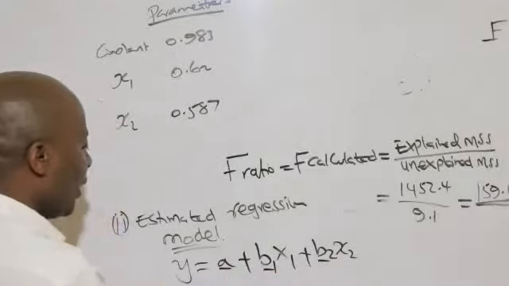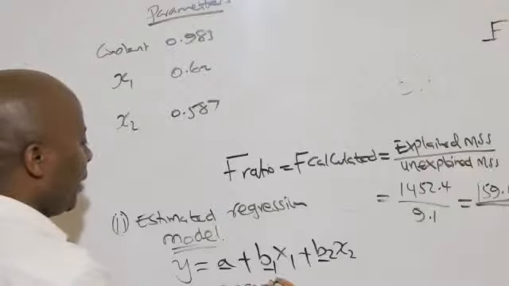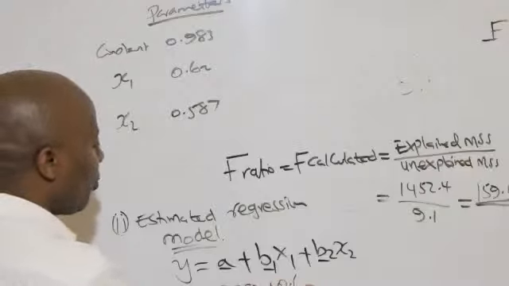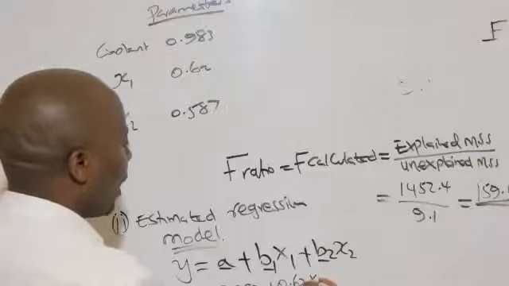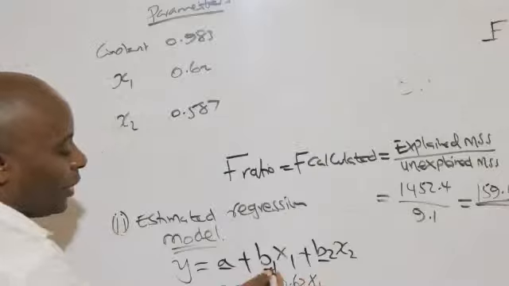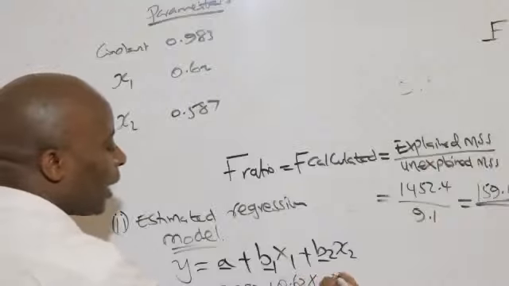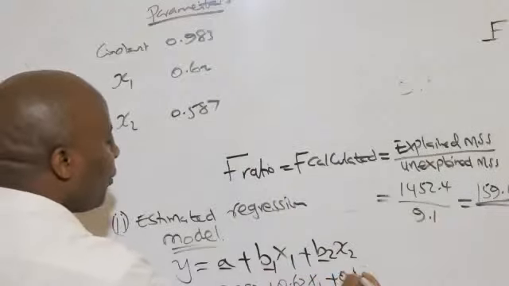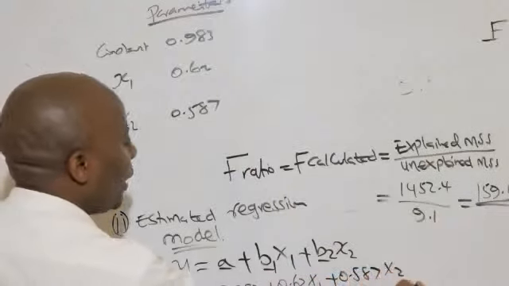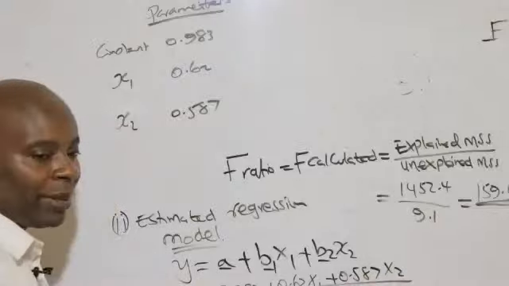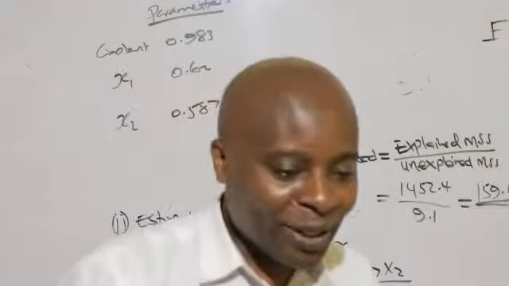So our Y will be equal to A, which is 0.983, plus B1, which is 0.62 x1, plus B2, which is 0.587 x2, and then you double underline. You get all the marks.